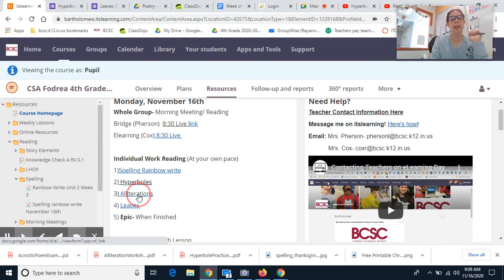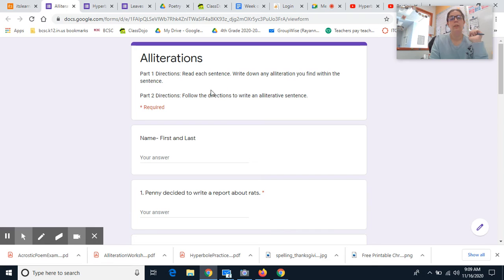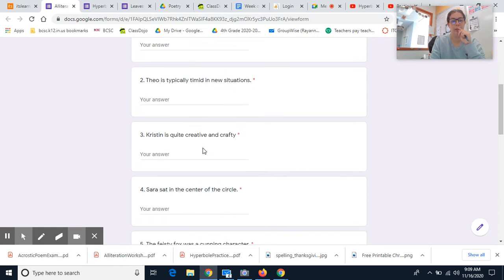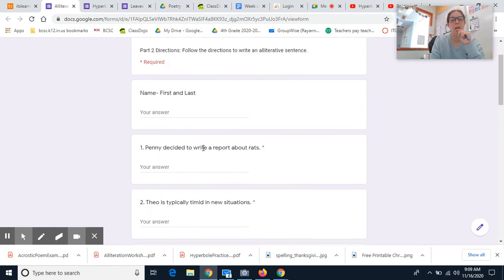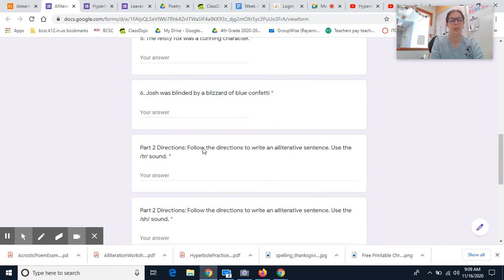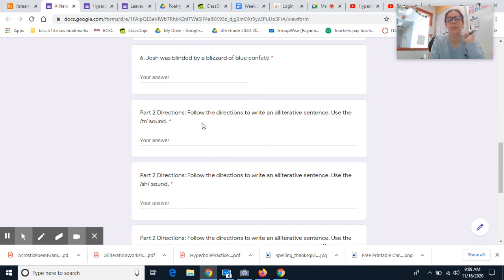Then you're going to work on alliterations. The first part, write down any alliteration you find in the sentence. Remember, that is the same sound repeated. So you have a couple of those, and then you have a section where it says follow directions to write an alliterative sentence. So in part 2, right here, it says follow the directions to write an alliterative sentence. Use the TR sound. So you're going to create a sentence using that tr sound. It needs to repeat at least more than once, or it is not an alliteration. It has to repeat, or it won't be alliteration.